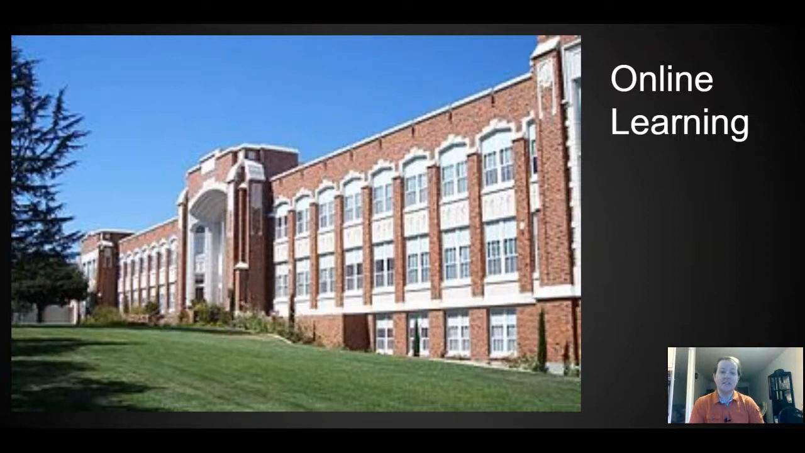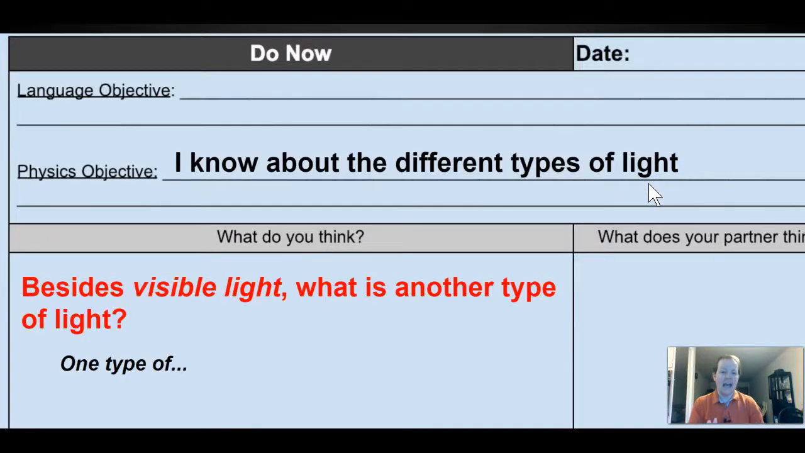Let's keep studying about light, the types of light, and this week we're going to start learning about stars, okay? Now, I have a do now. For this video, our physics objective: I know about the different types of light.